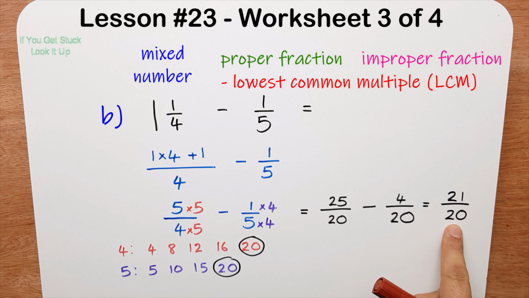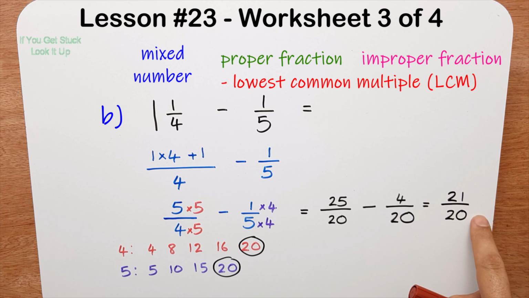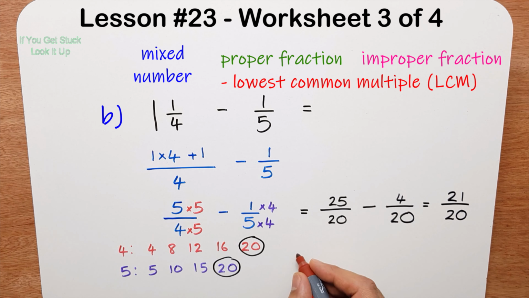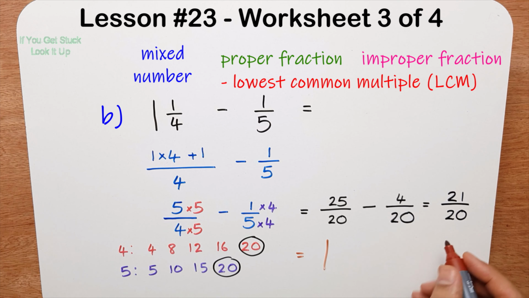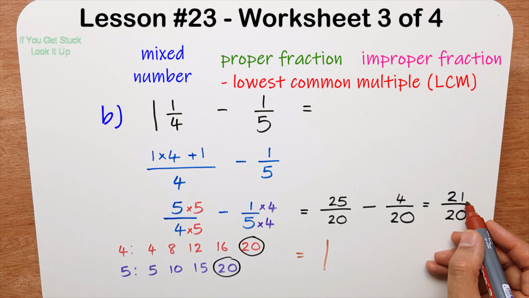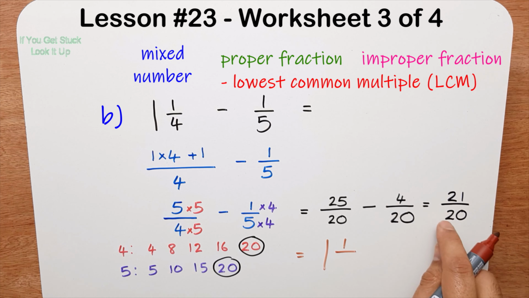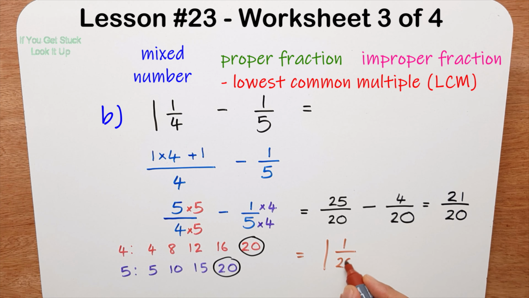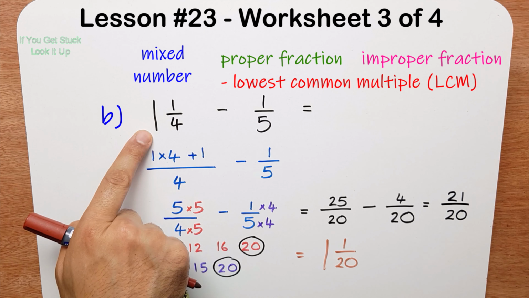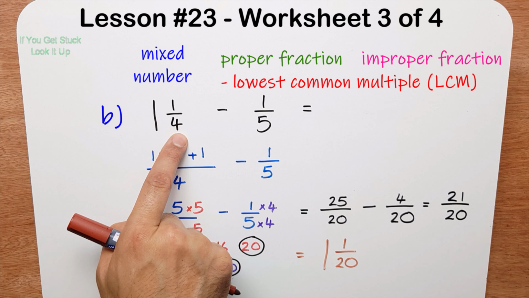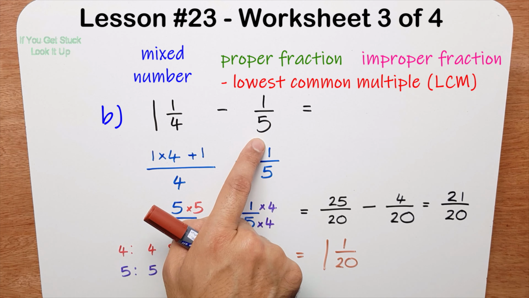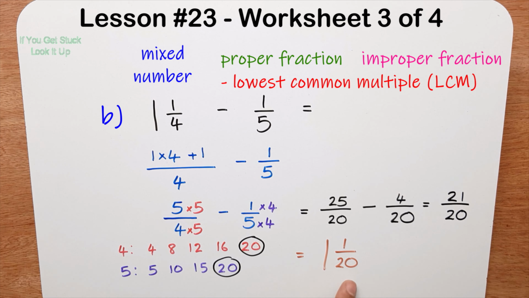Now this is an improper fraction because the numerator is bigger than the denominator. So I can turn this into a mixed number. So I've got 21, and how many groups of 20 can I make? I can make one group of 20, and I have a remainder of 1. So the remainder goes at the top, and this 20 goes at the bottom here. So I can say 1/4 take away 1/5 equals 1 1/20.